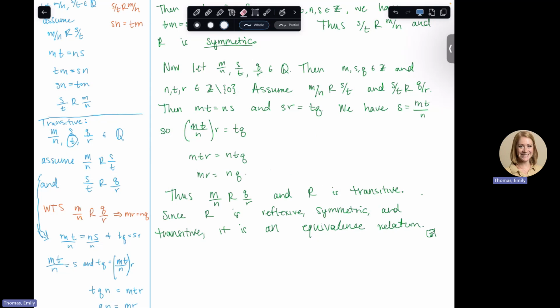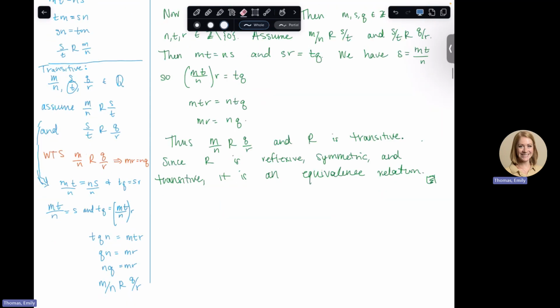Okay. We need to find equivalence classes under this equivalence relation. So pick your favorite rational number, somebody. Eunice, what's your favorite rational number? 1/2.